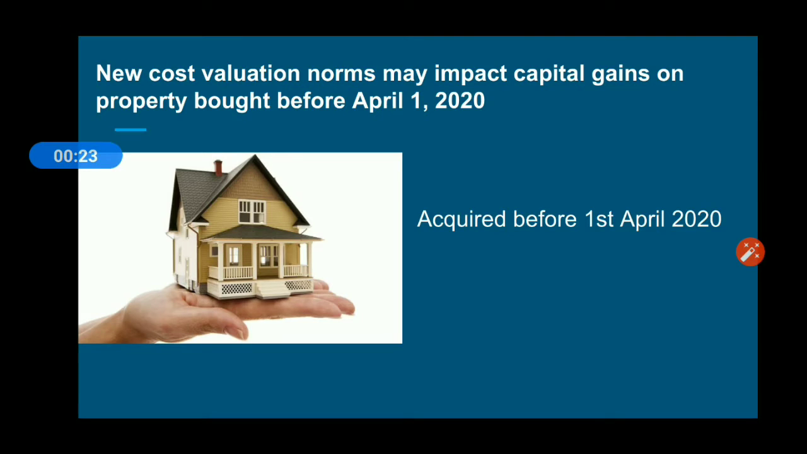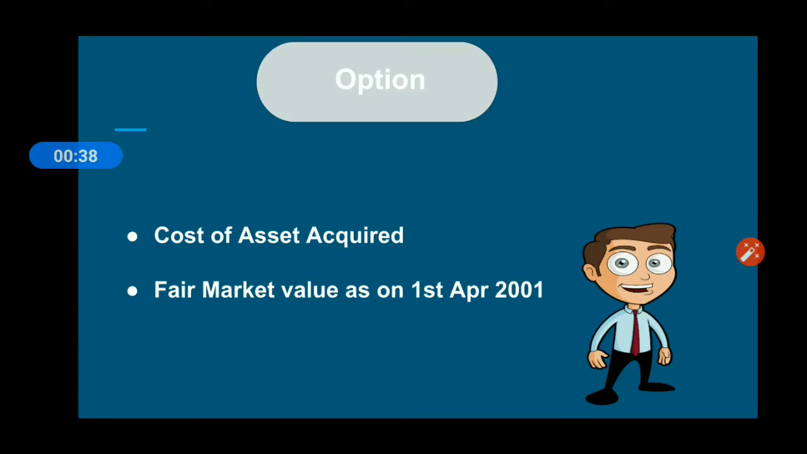So the first point is new cost valuation norms and its impact on capital gains on property bought before 1st April 2020. Friends, if you acquire any property before 1st April 2020, the assessee has two options, that is to compute the cost, that is the cost of the asset acquired, or the fair market value available on 1st April 2001. The assessee can choose any one of these.